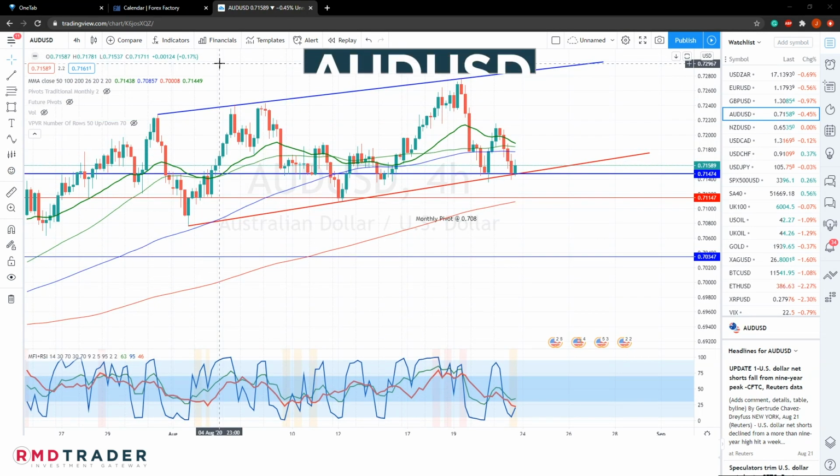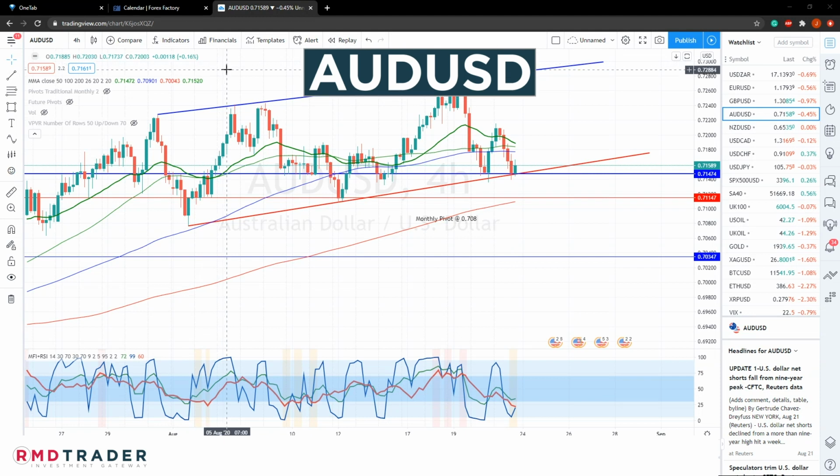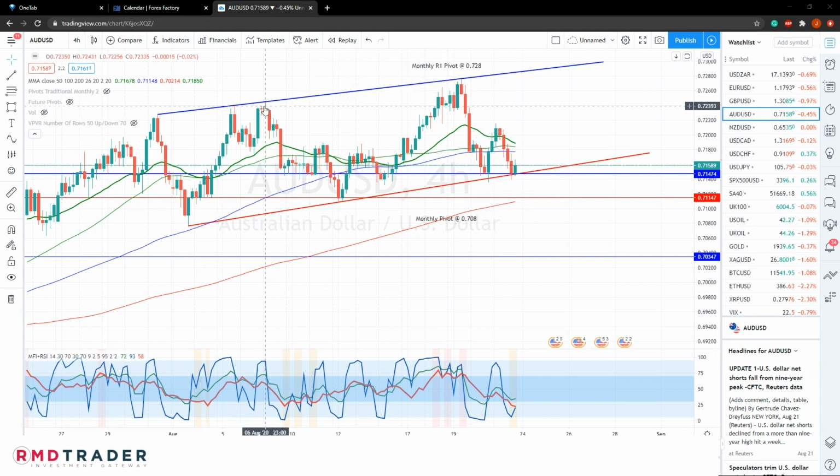Moving on to the Australian dollar to USD, we can see that price has last week hit our first target set at 0.724, followed by very close to our second bullish target at 0.728, although it was just 5 pips short, and that probably is due to the fact that it hit this diagonal overhead resistance, and then it came back down to where we are currently finding some support at 0.715.